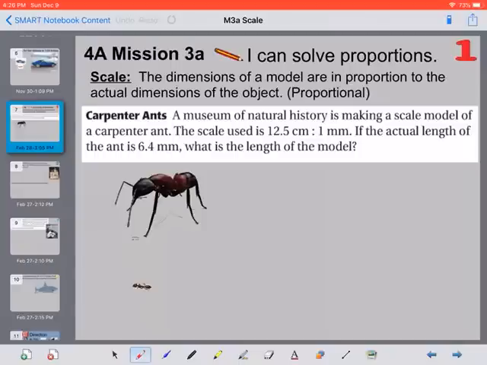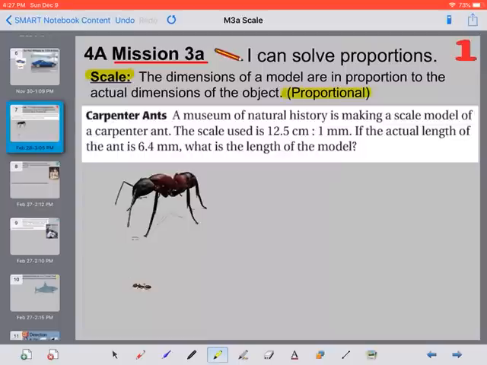Hello, today we are doing Unit 4A, Mission 3A. I can solve proportions. So when we are solving our proportions today, we are going to be using what's called a scale. A scale is when the dimensions of a model are in proportion to the actual dimensions of the object.